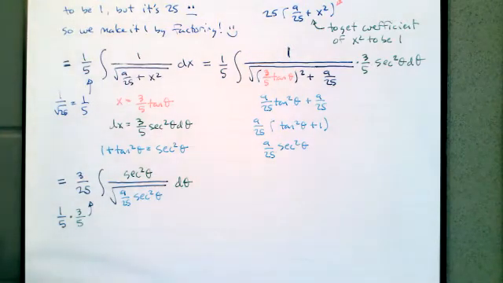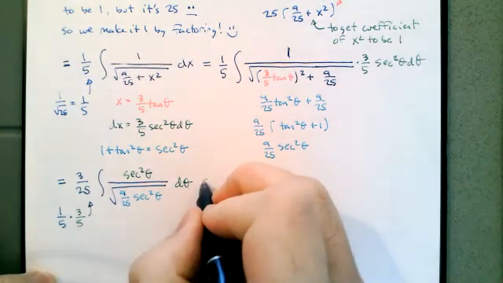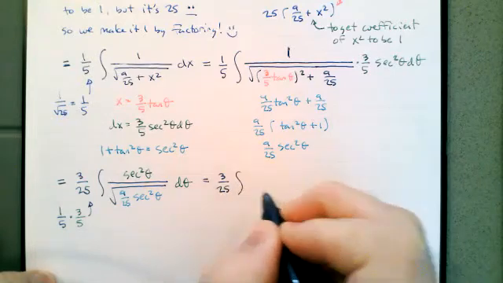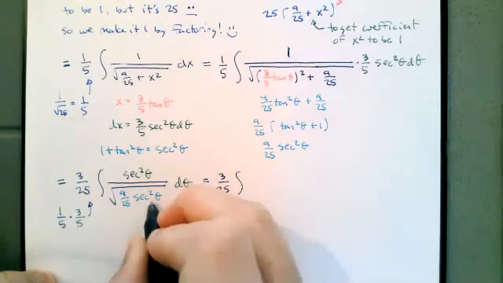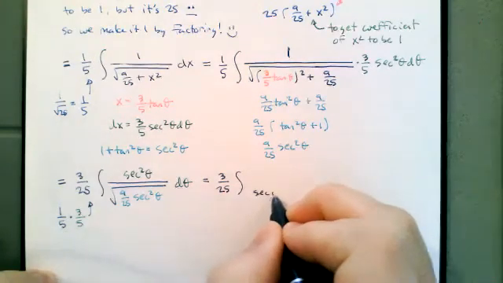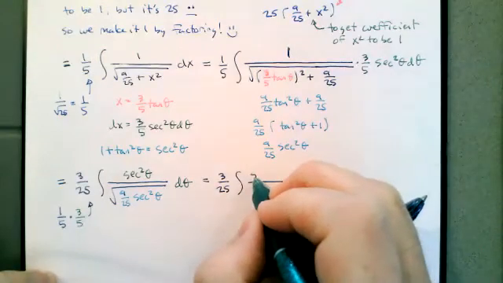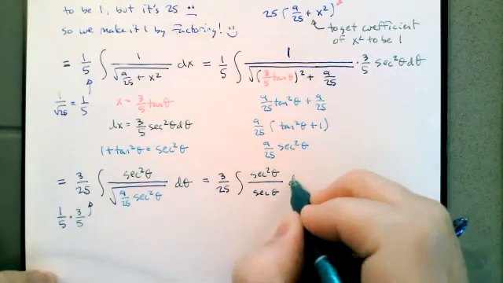Then the thing that always happens, the other benefit of this process, is we also get rid of the square root. The square root of 9/25 secant squared is 3/5 secant. So now I can simplify some stuff. I've got 3/25 times the integral of the square root of secant squared, which is just secant theta, and on top we have secant squared theta. And this is still d theta.